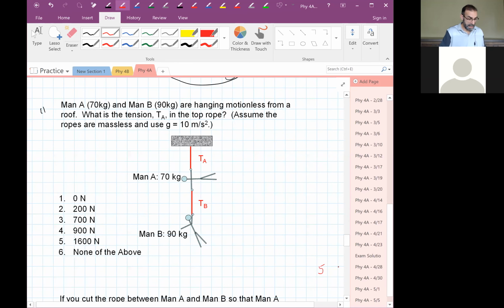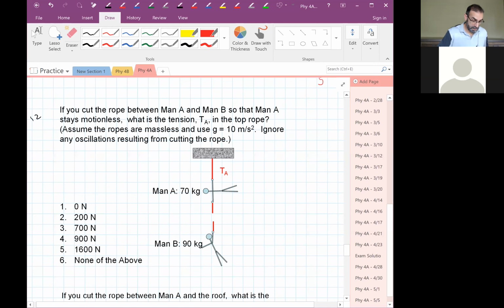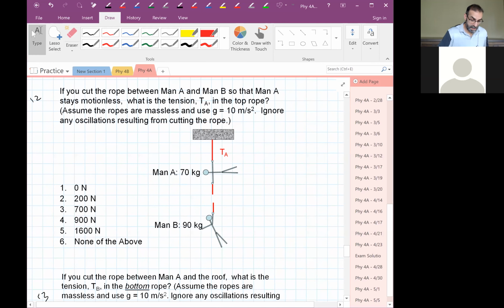So we add up the same two guys, but we cut the rope between A and B. What is the tension in rope A?